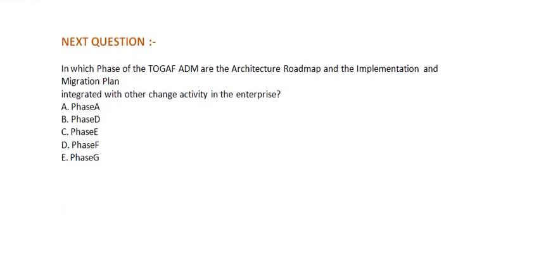Today's questions are, in which phase of the TOGAF ADM are the architecture roadmap and implementation and migration plan integrated with other change activity in the enterprise? Option A, phase A. Option B, phase D. Option C, phase E. Option D, phase F. And option E, phase G. The correct answer is option D.